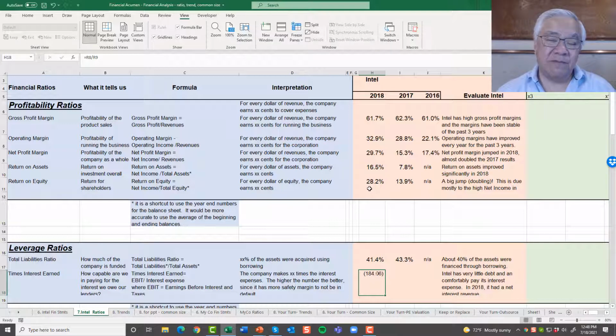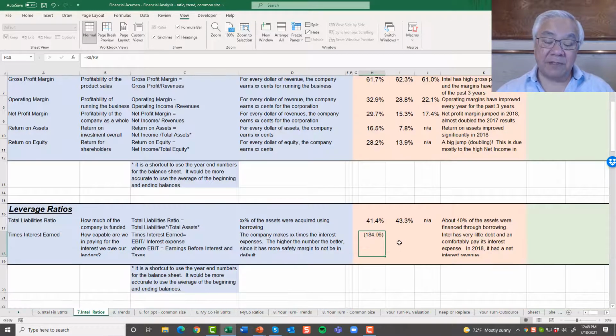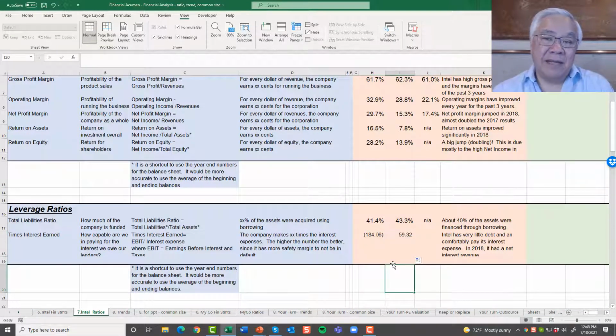We had no interest expense to really think of, and we had a lot of interest earnings. Therefore, this number turned to be a positive number. So if we copy it, we'll see the prior year. Prior year is 59.